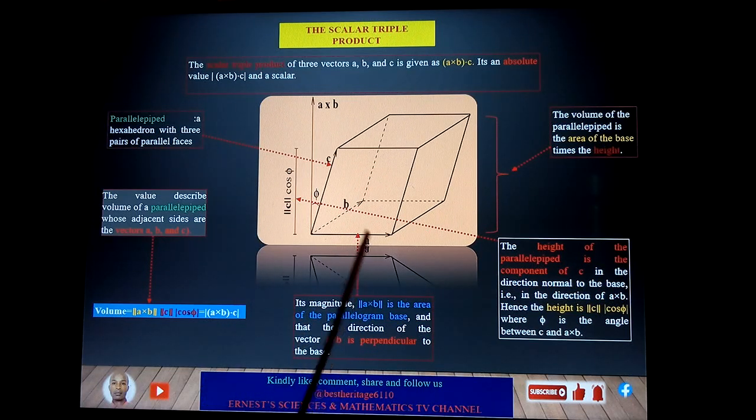Therefore, the absolute value of A cross B is going to form the area, which is the base of this specific figure. And of course, in terms of magnitude, we're going to give it as an absolute value, which is going to form the area of the base of this particular figure.